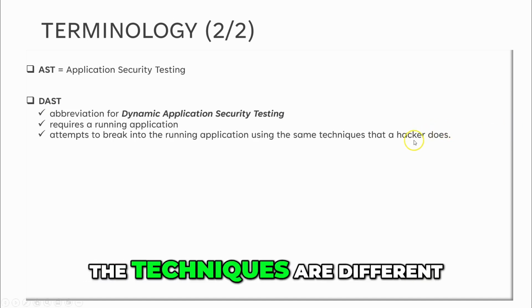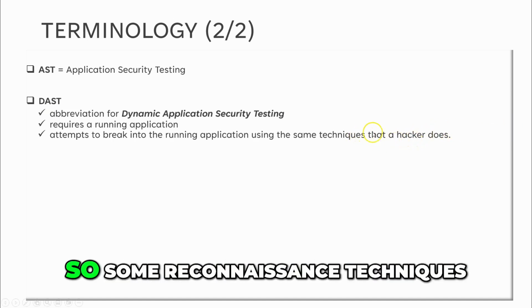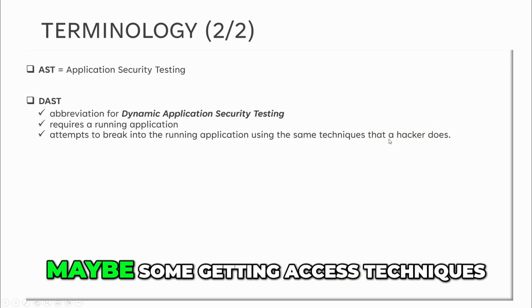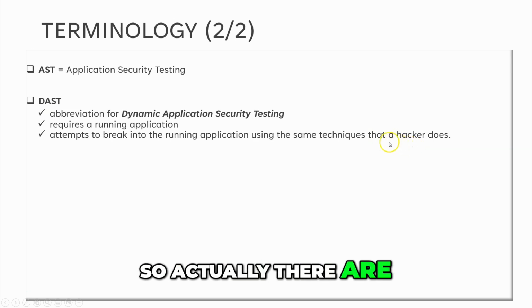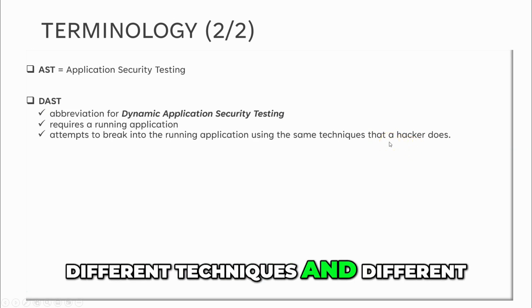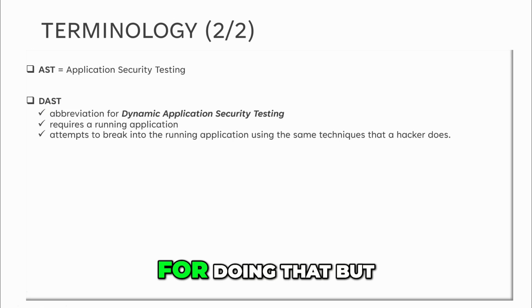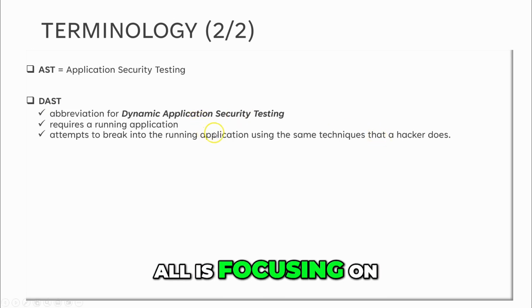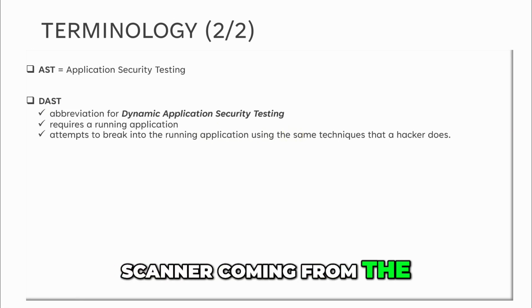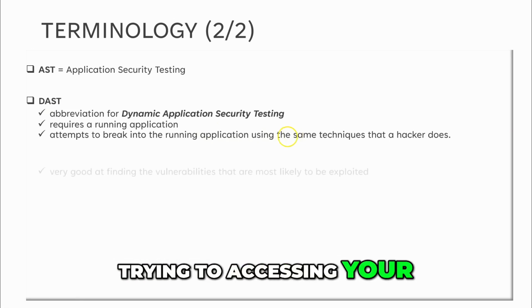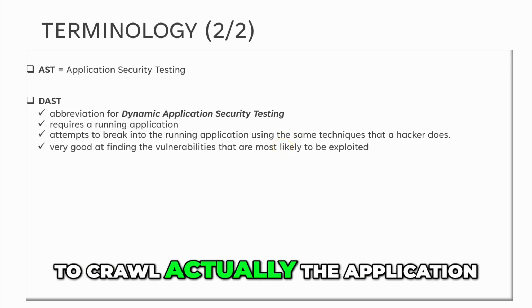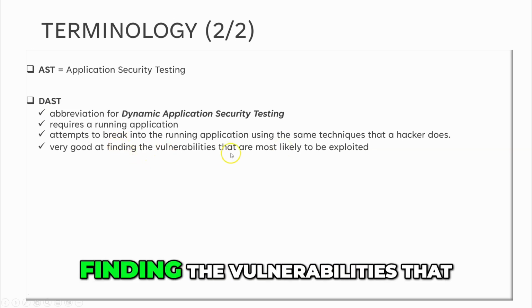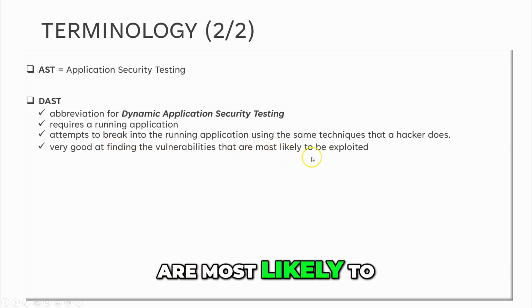Okay, so the techniques that are being used are different. Some reconnaissance techniques, maybe some getting access techniques, some intrusive techniques. So actually there are different techniques, and different policies should be there for doing that, but all is focusing on black box scanning, let's say, because it's like a scanner coming from the internet trying to access your application as if it's a real user trying to crawl the application. It's very good at finding the vulnerabilities that are most likely to be exploited.